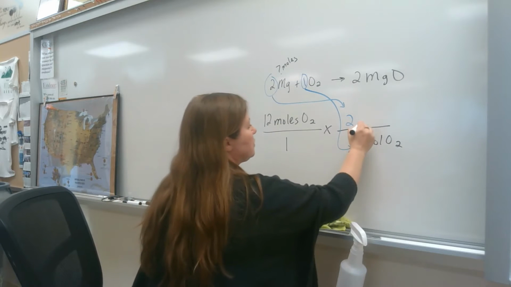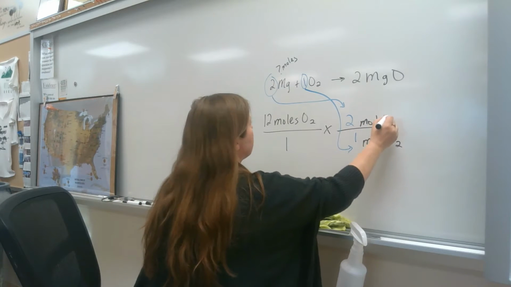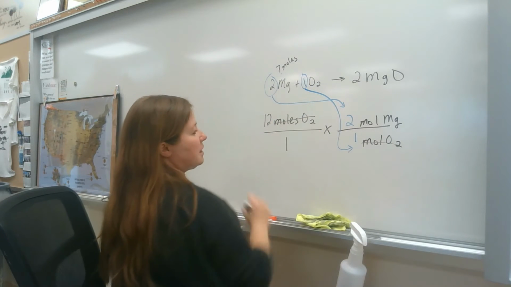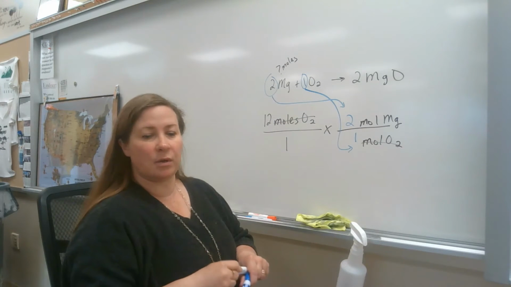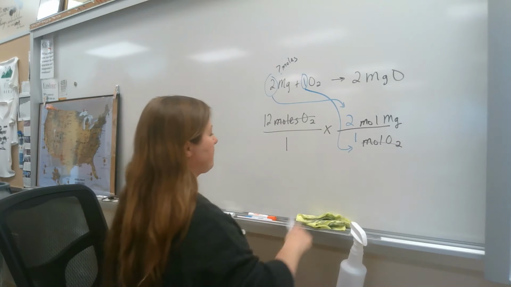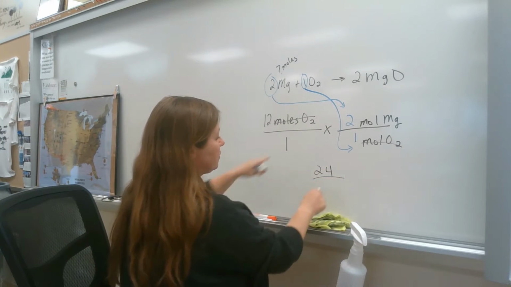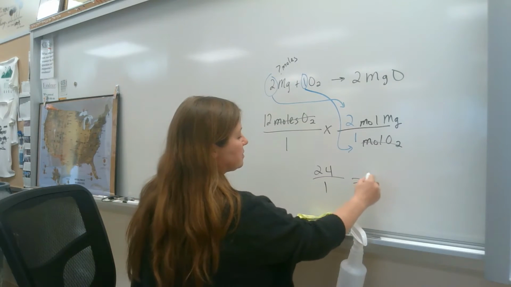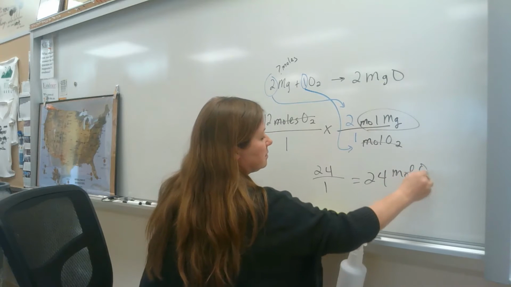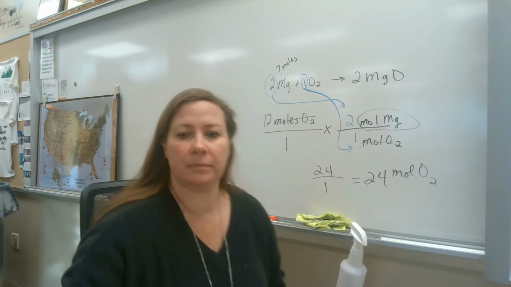2 moles of Mg. Now moles of O2 cancels. Now we have moles of Mg, so we're just going to multiply across. 12 times 2 is 24. Over 1 times 1 is 1, so that's going to be 24, and this is our unit. 24 moles of Mg.